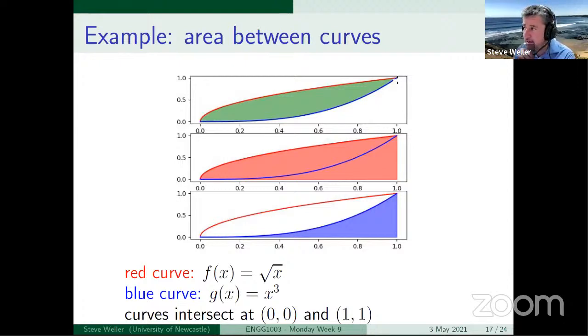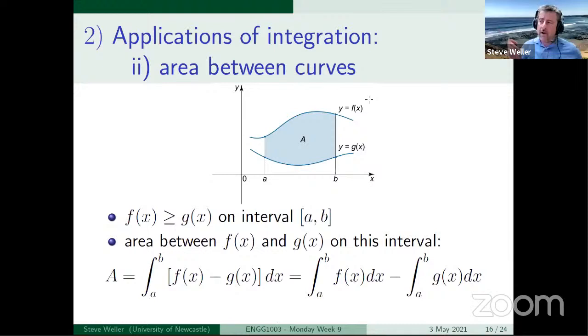So the methods we've presented up until this point don't enable us to compute that area because it's not the area under a curve, but it is the area between two curves, the red curve, square root of x, and the blue curve, x cubed. Let me just back up one slide. What the equation at the bottom of page 16 says, look at the right-hand side of that equation. It says the area A between the curves F and G is the area under F minus the area under G.